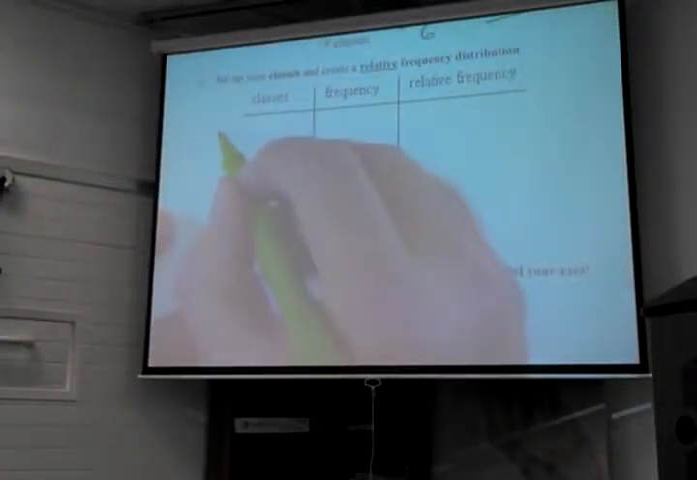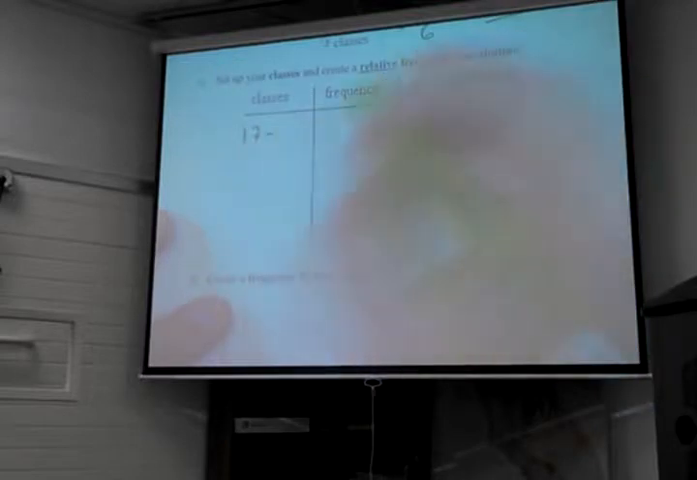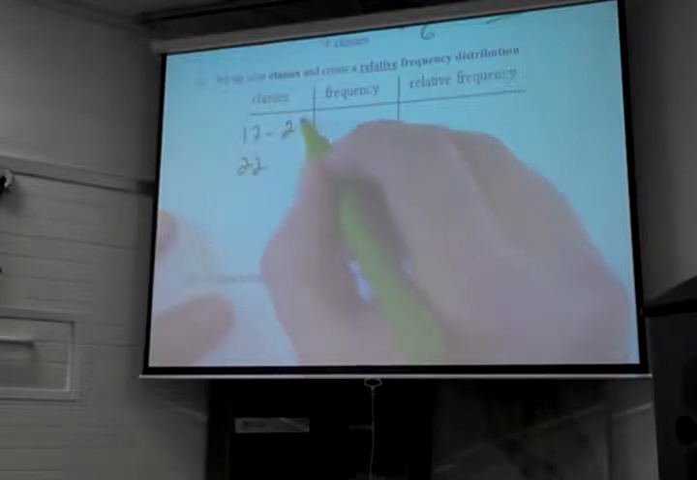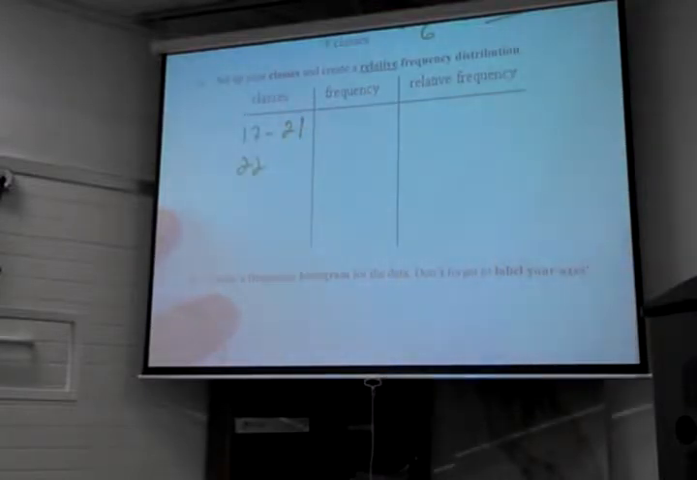So if I start at 17, this first class would go from 17 to, what would have to be here? So what's got to be there? 21. Otherwise, where would 22 go? In 2 places?